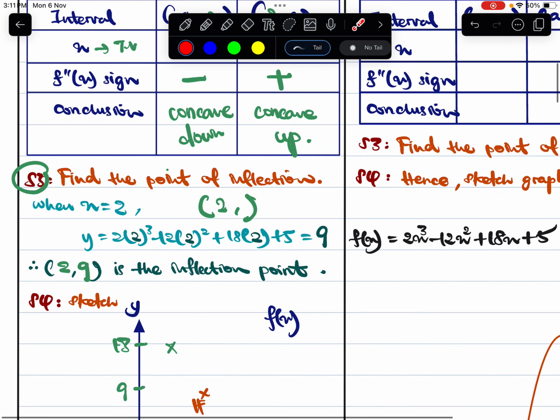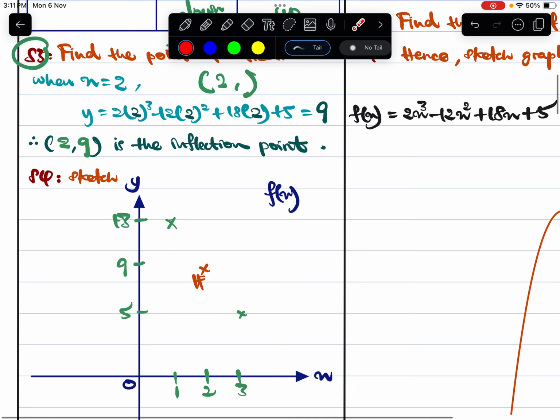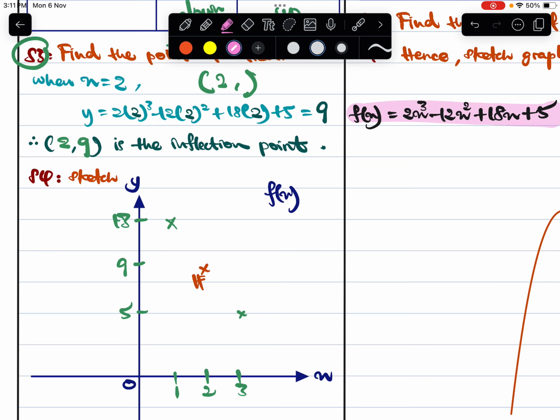And then the last step is the sketching part. Sketching is a bit tricky for everyone actually. What I can suggest is that you look at this function first. I would say sketching is a bit tough, isn't it? But I would suggest you look at this positive sign first. Oh no, this is cubic, right?